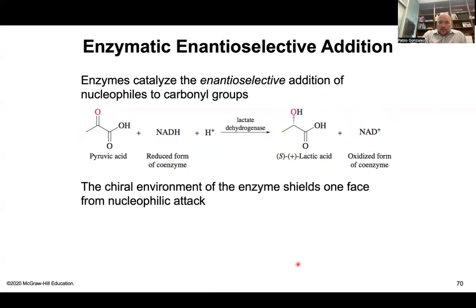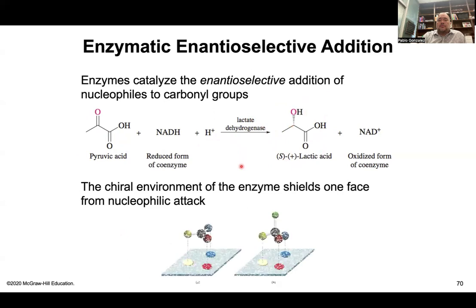The chiral environment of the enzyme shields one face from the nucleophilic attack. In this case, basically, both sides are flat, so they can attack any of those faces. However, the enzymes are really specific, and in this case, the lactate dehydrogenase is going to produce the S enantiomer always, okay, in the case of the enzyme.